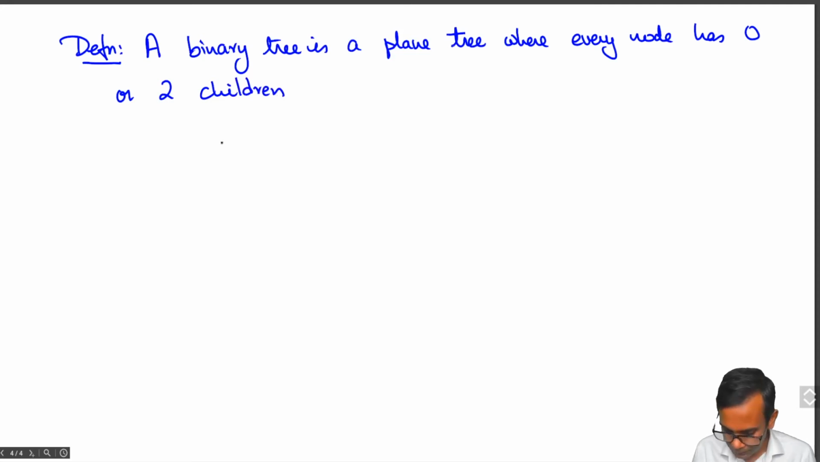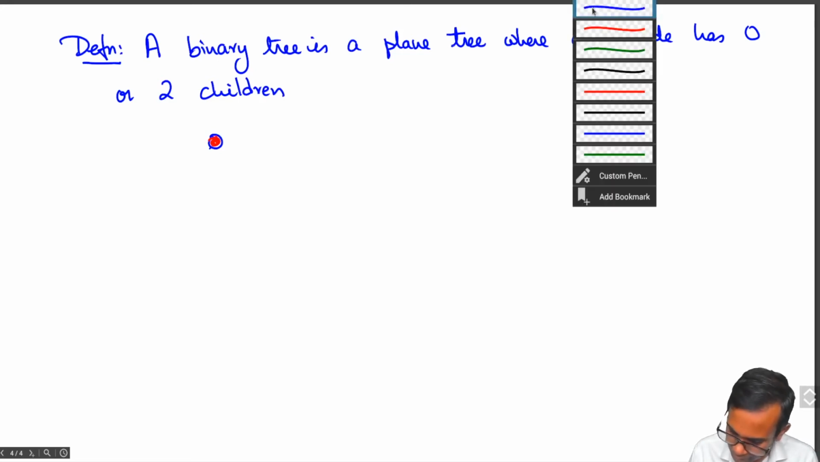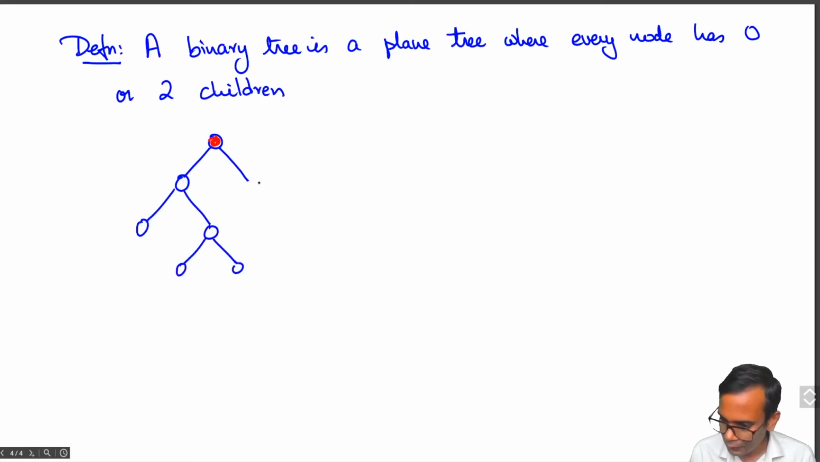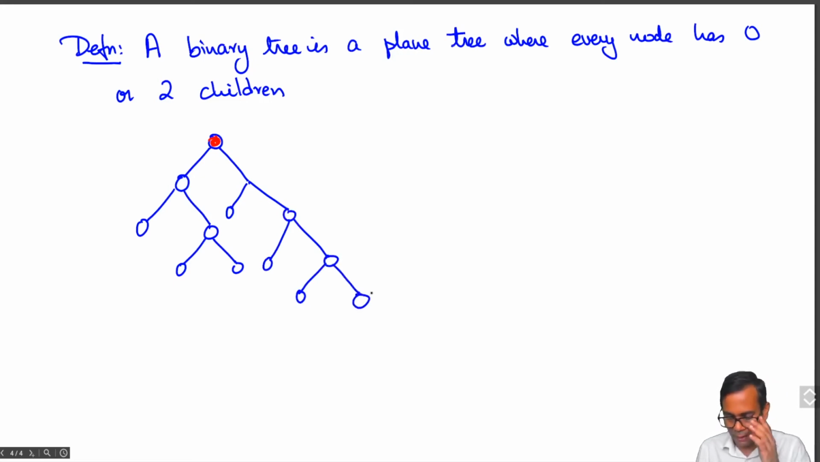So, for example, you start with a root here, and now this root can have 2 children or 0 children. Let's say it has 2 children, and this again can have 2 or 0 children. So let's say it has 2 children. Let's say this has 0 children and this has 2 children. This has 2 children, of which one of them has again 2 children, and let's say this has 2 children. So this is an example of a binary tree.